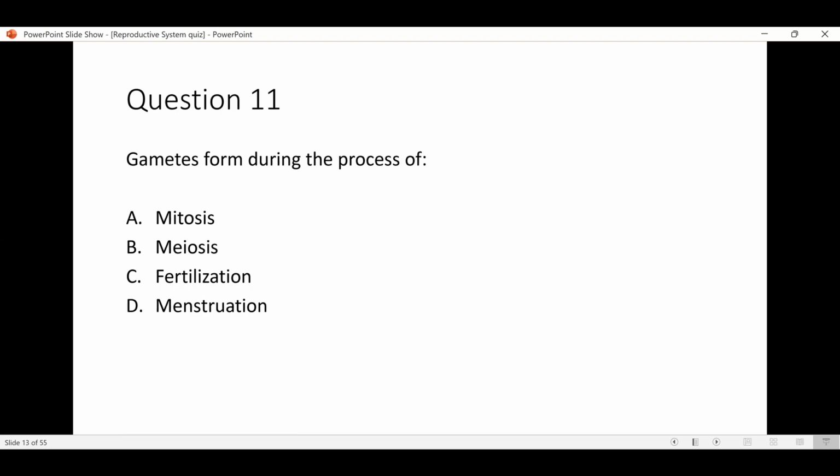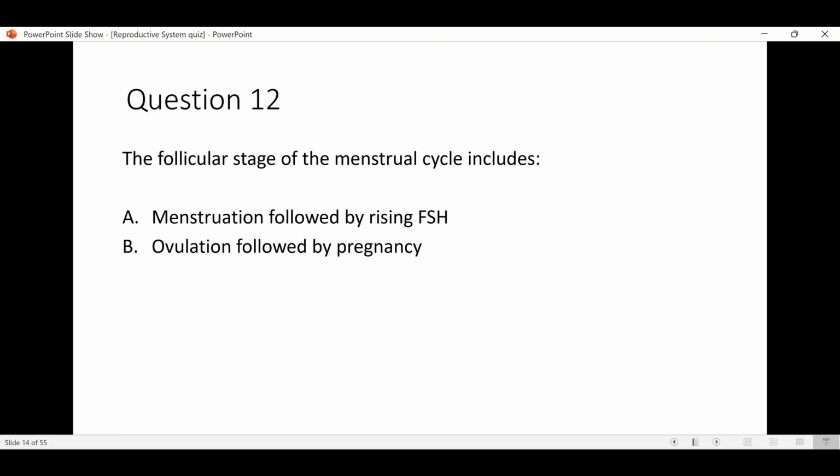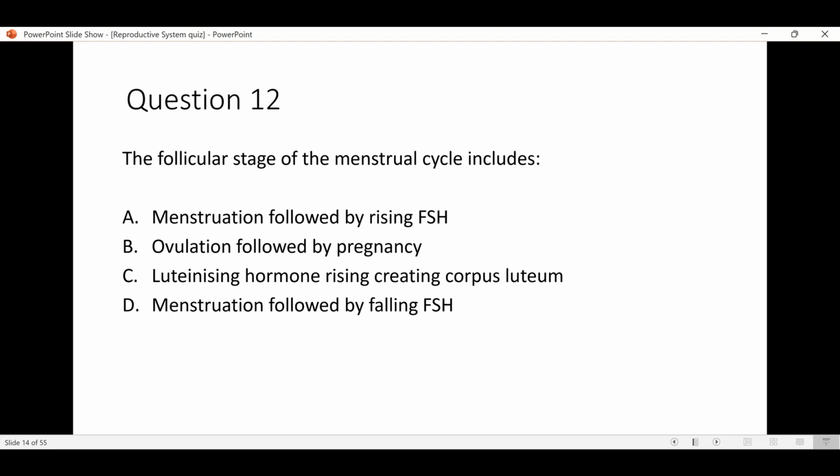Question 12. The follicular stage of the menstrual cycle includes menstruation followed by rising FSH, ovulation followed by pregnancy, luteinizing hormone rising creating corpus luteum, menstruation followed by falling FSH. And there is generally a question about one of the three phases of the menstrual cycle.